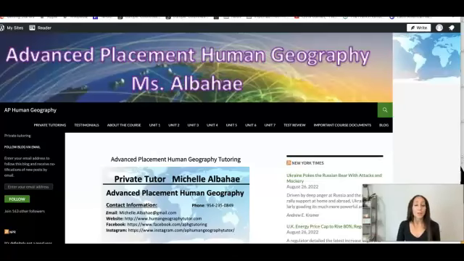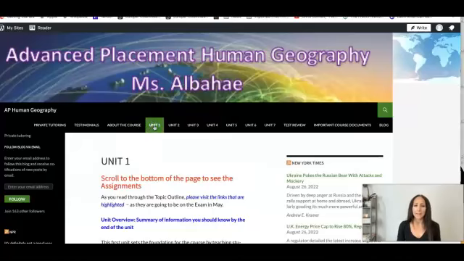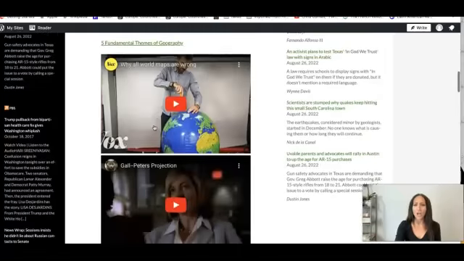What is human geography? Here's a little bit about the course. The course is actually broken down into 7 different units. You can see the tabs at the top of this page. Unit 1 is just your basic introductory geography stuff.